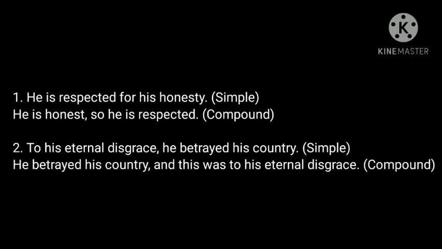This is a group of words that expresses a single idea, and so we can say that it is a simple sentence. Now, to transform this simple sentence, we need to expand the phrase "for his honesty" into a coordinate clause. That means this phrase should be expanded in such a way that it should contain a subject and predicate with a finite verb, and it should then be joined by a coordinating conjunction.